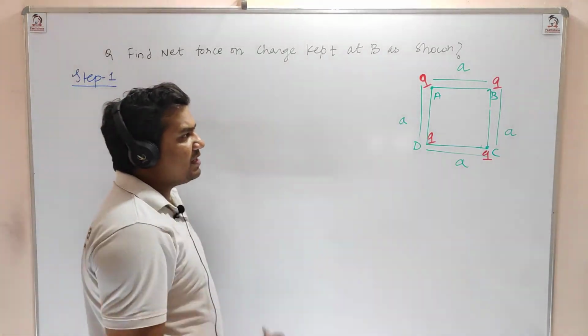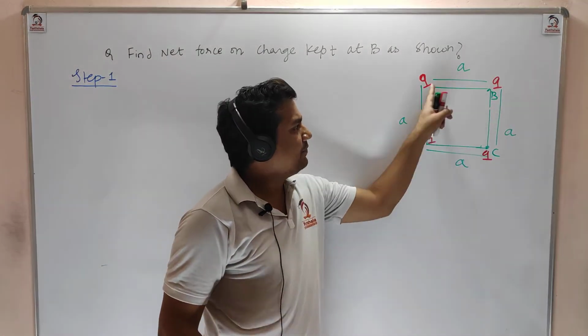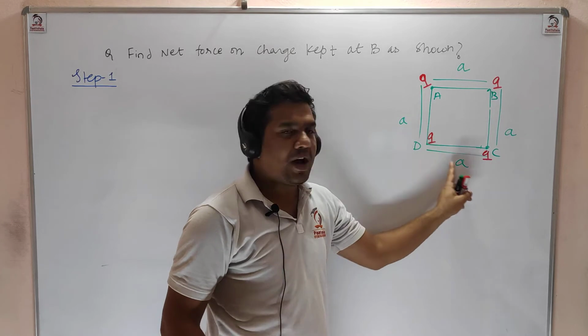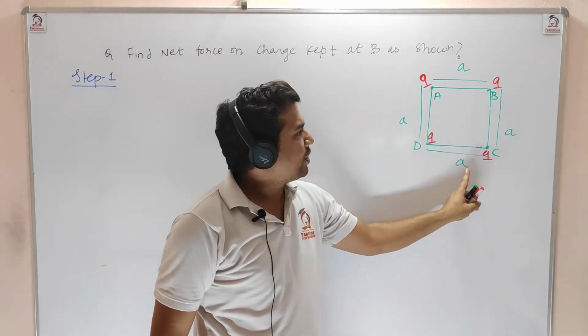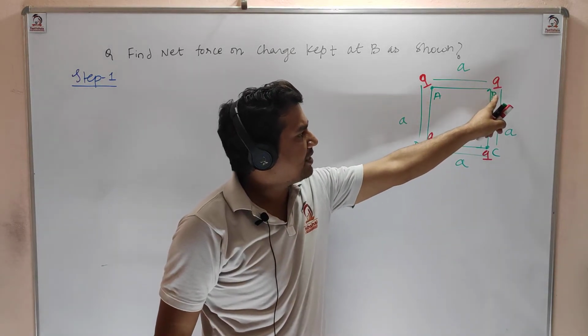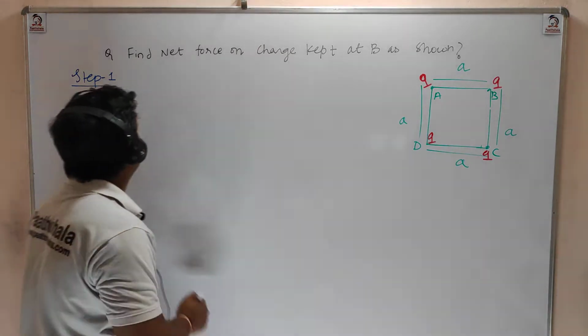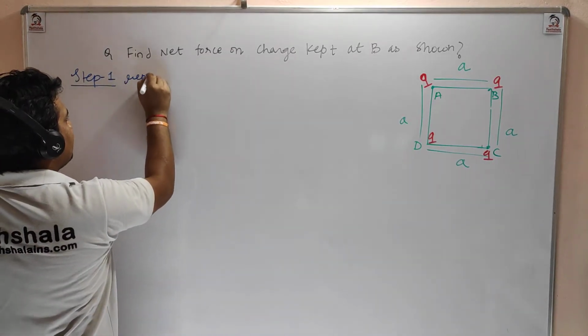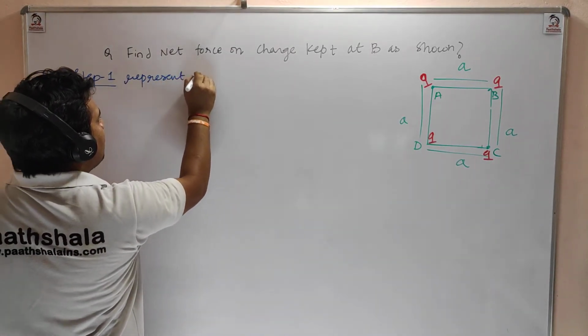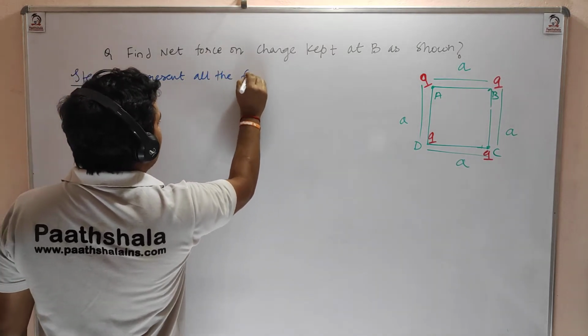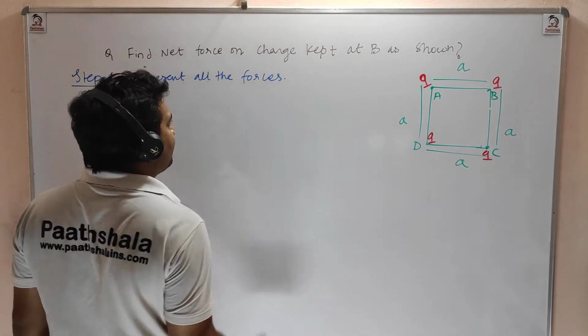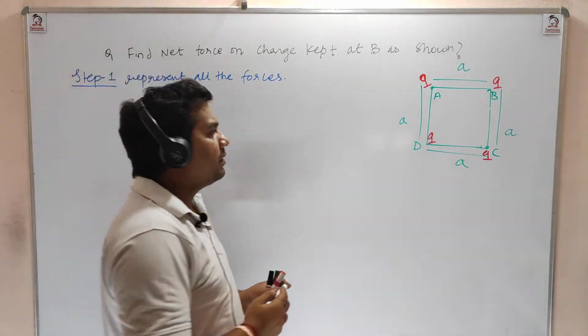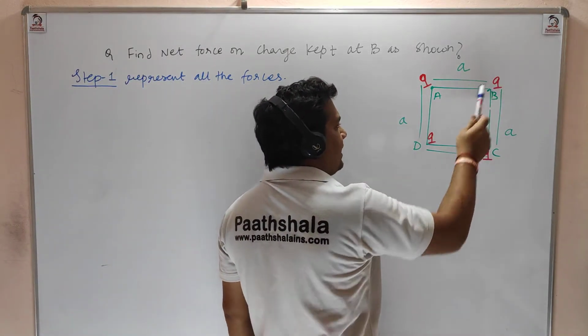Let's understand the question once again. We have four point charges at the corners of a square of side a. In the question, they want the net force on Q placed at B. Step 1: represent all the forces. Now let's represent all the forces on Q placed at B.